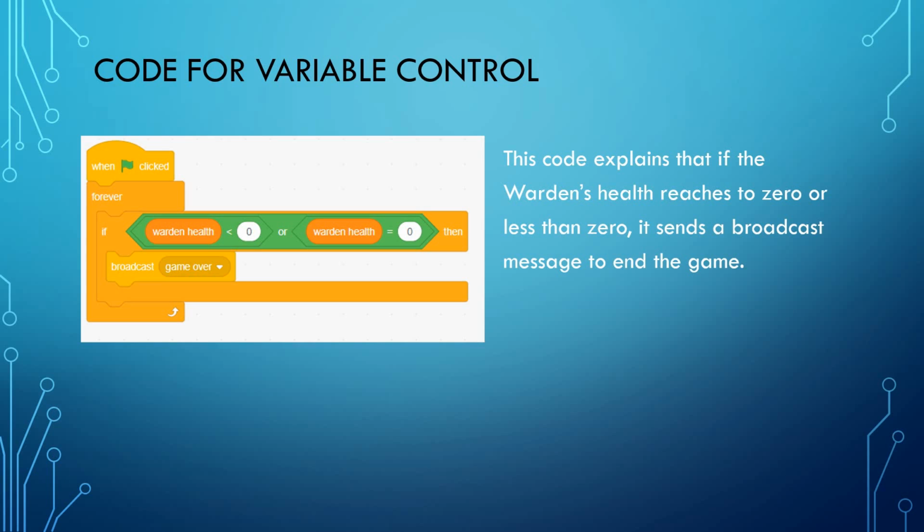Now we have another variable control, for if the warden's health goes to 0. Sometimes when you fire the bullets and the warden's health is at 2, 3 bullets go and then it becomes -1. So you can add this part of code so that even if it goes below 0 or equal to 0, it just broadcasts game over.